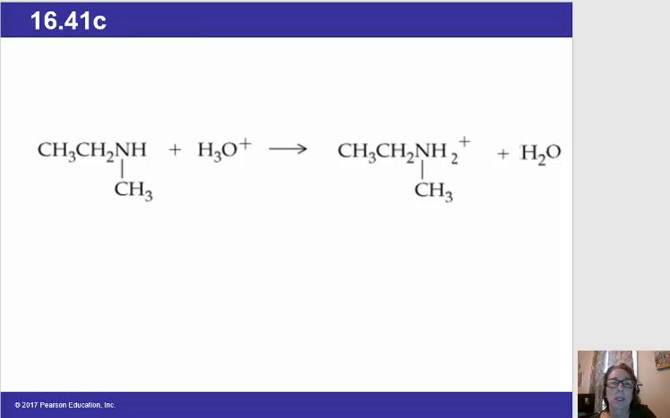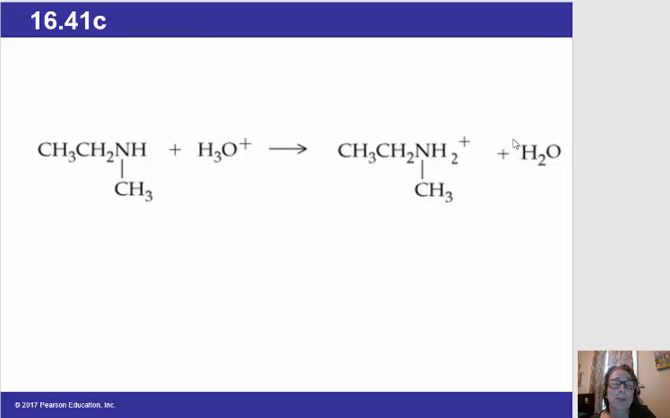Alright, now let's look at 16.41c. So we have another amine here, so we know that's a base, and it's reacting with hydronium, which we know is an acid. And just for fun, let's name this amine. Ethyl is longer than methyl, so this is going to be N-methyl ethylamine. And our amine is the base, and it's going to accept a proton from our acid. So on our product side, our amine nitrogen now has one more hydrogen and a positive charge. And when hydronium loses that proton, it loses that H+, it forms water.